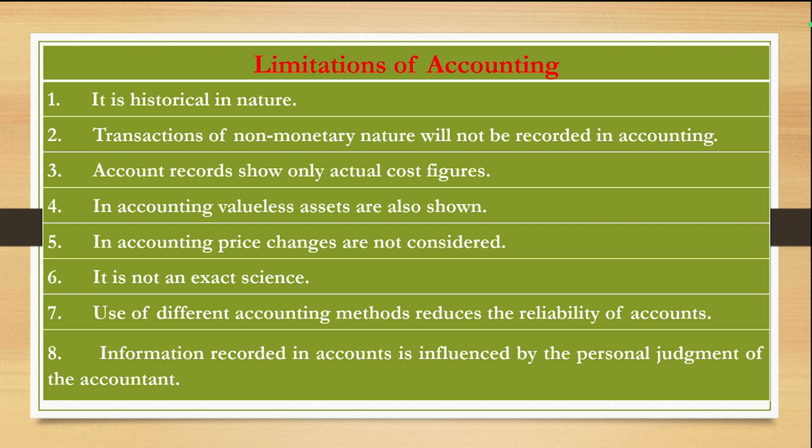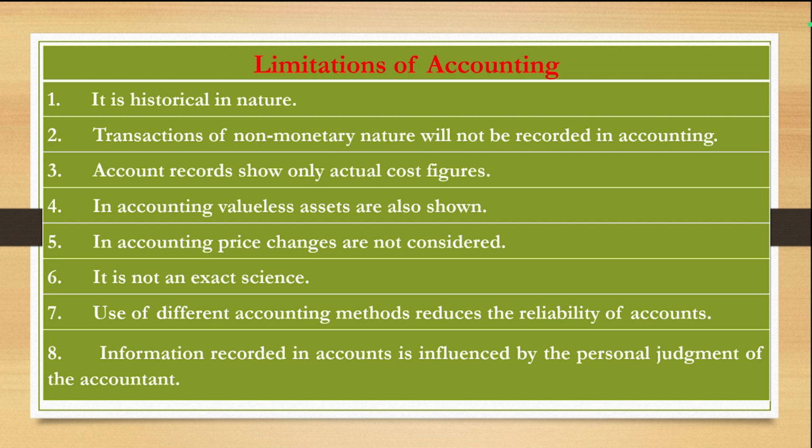Number three, account records show only actual cost figures. Next, in accounting, valueless assets are also shown. Next, in accounting, price changes are not considered. This can be a limitation of financial accounting, but for removing this limitation, we have price level changes accounting. In that accounting, we can overlook this limitation.